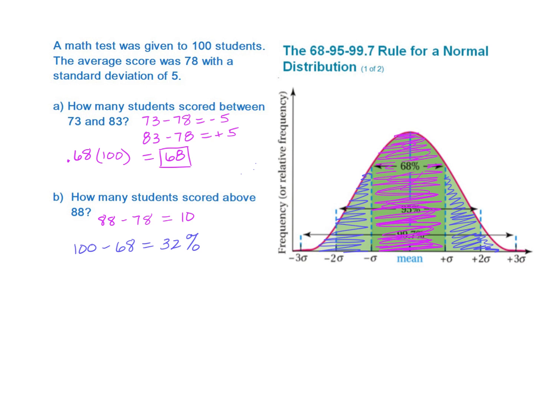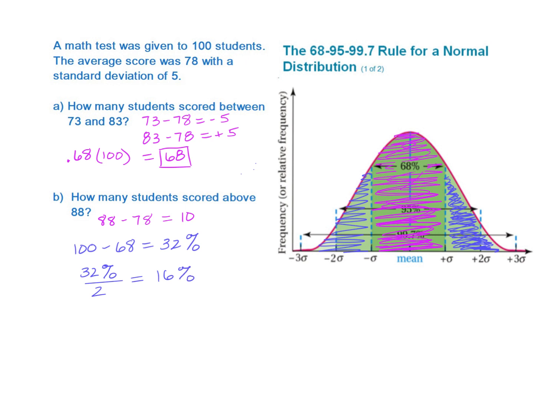Because I only want what's to the right, let me highlight that one more time, or shade that in even a little darker. I only want the right side, but those sides are symmetric. So what I can do is just take that 32%, and I only want half of it, so I'll divide by 2 and say 16% of the students scored above 88.